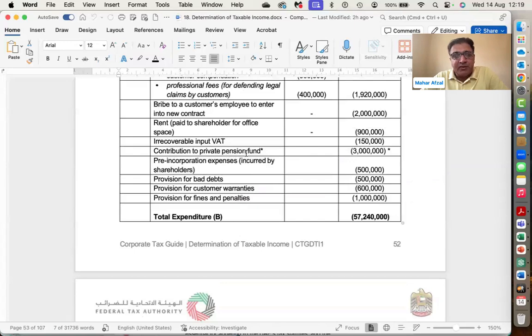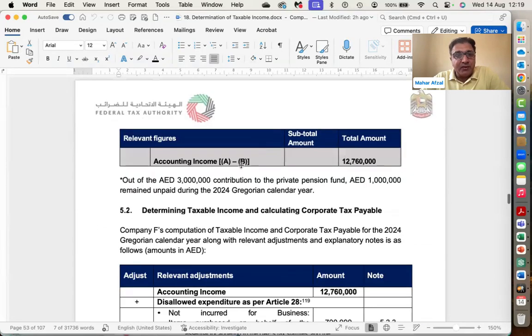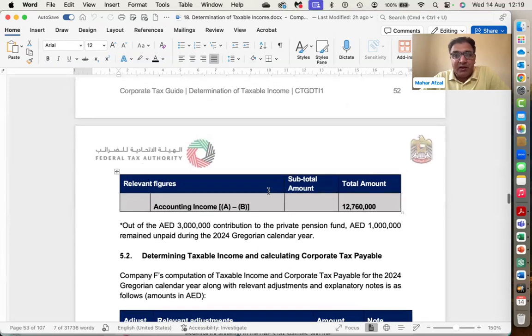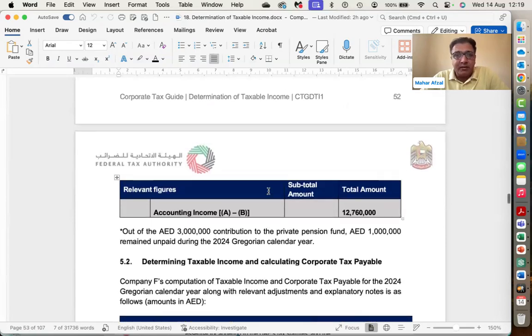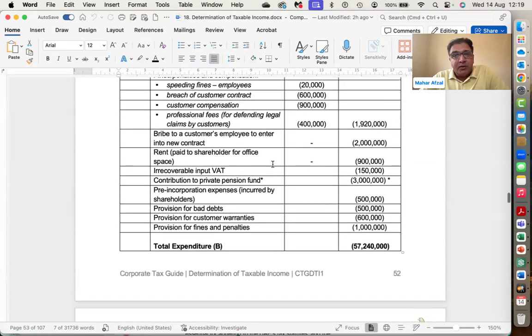Contribution to private pension fund: they said maximum up to 15% is allowed. Beyond that, this is not allowed. Out of this 3 million, 1 million remains unpaid. This is allowed on payment basis. Whatever has not been paid, we cannot claim. I'm adding it back. So 1 million added back, we can claim the rest.